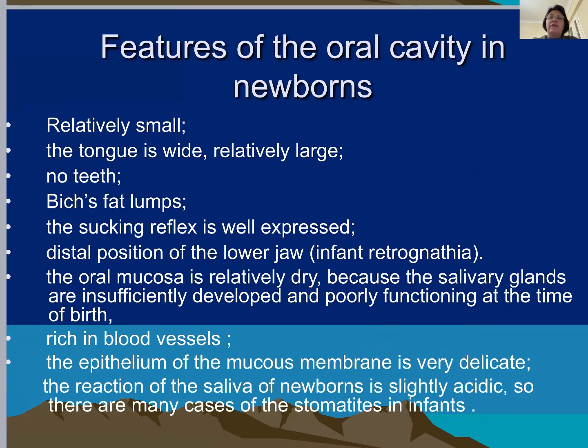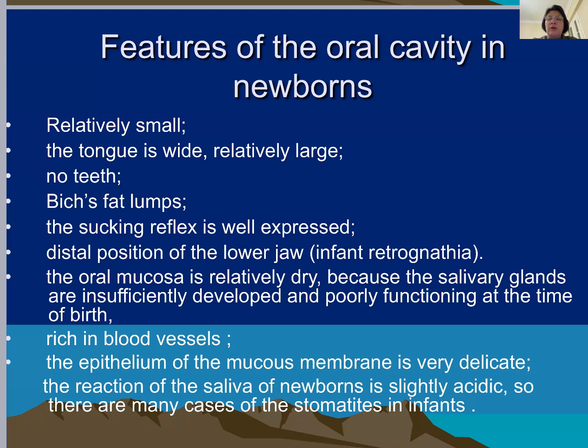Features of the oral cavity in newborns. Relatively small, the tongue is wide, relatively large, no teeth, big fat lumps, the sucking reflex is well expressed, distal position of the lower jaw.